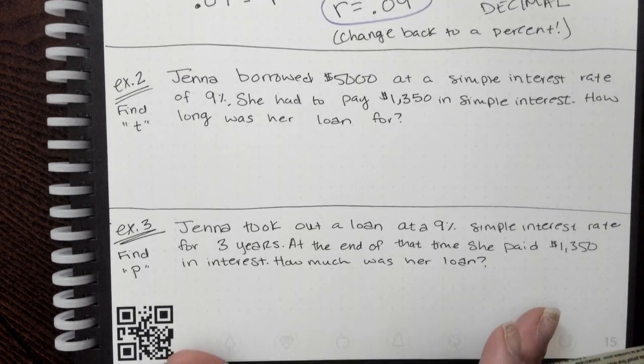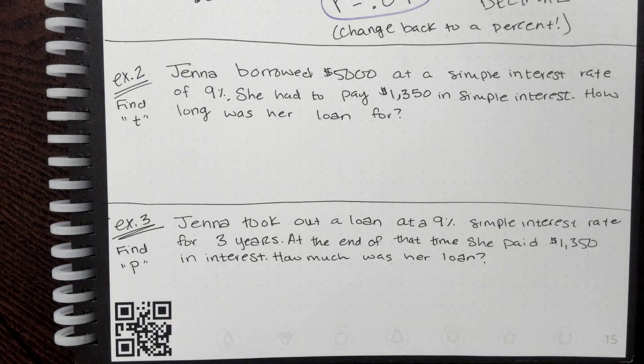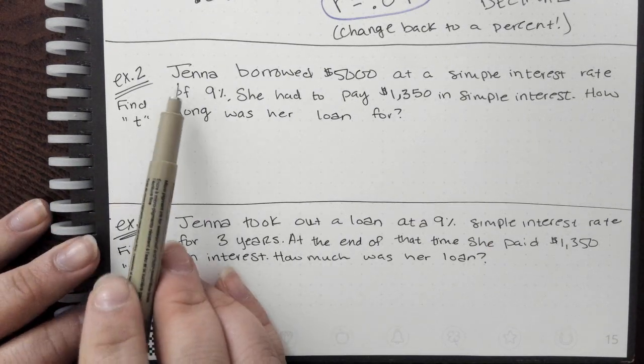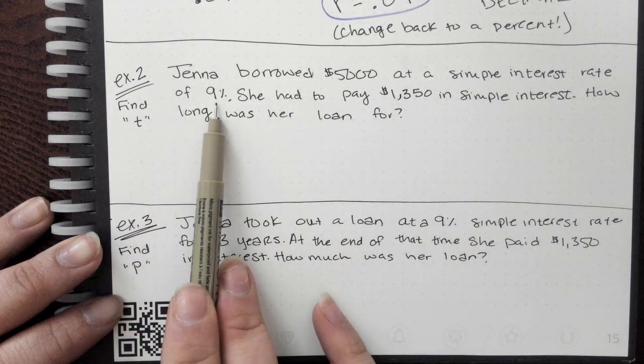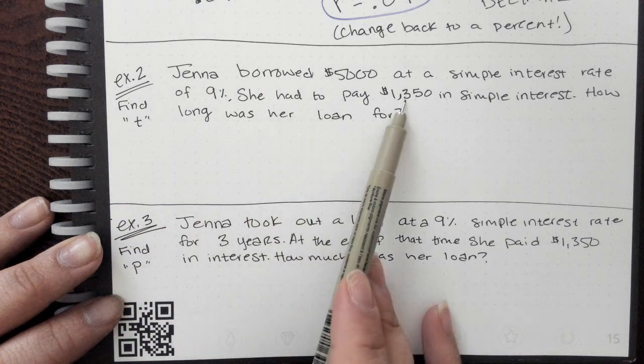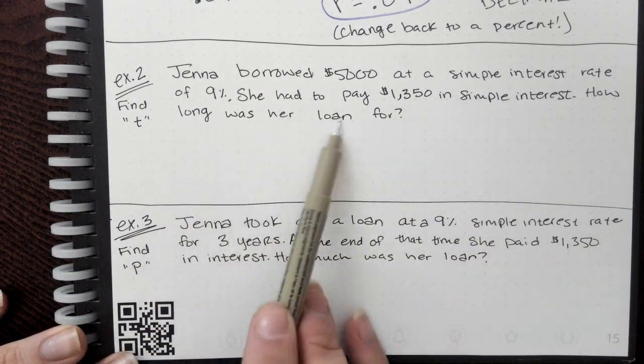The next example we'll look at, we'll find the time T. So this is the same situation. We're just going to set up the equation for finding T instead. Jenna borrowed $5,000 at a simple interest rate of 9%. She had to pay $1,350 in simple interest. How long was her loan for?